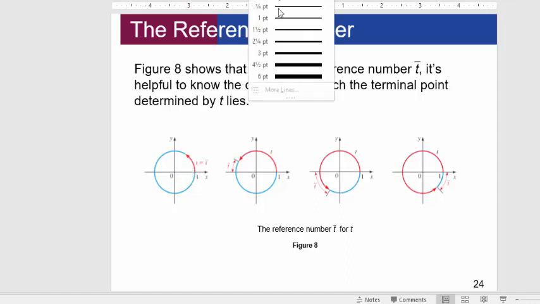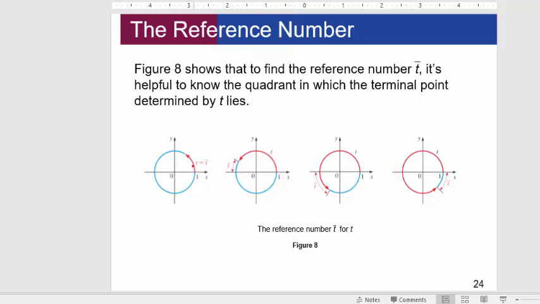So for a first quadrant angle that's measured counterclockwise, so it's positive, T and T bar are the same. Now over here, when we're in the second quadrant, what do we do? Well, we rotate T, and then T bar, which is our reference angle, is this little angle that goes from the terminal point down to the x-axis. And do you remember how we got that? Well, T bar in this case was the same as half the circle, which was pi, minus the original angle, which was T. So T bar would have been pi minus T.